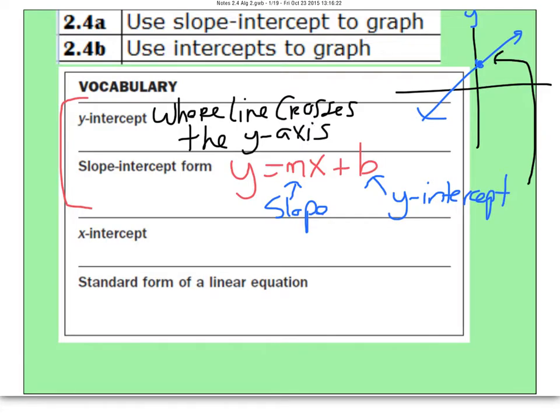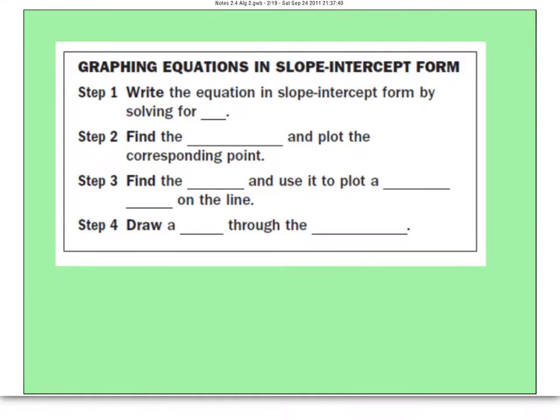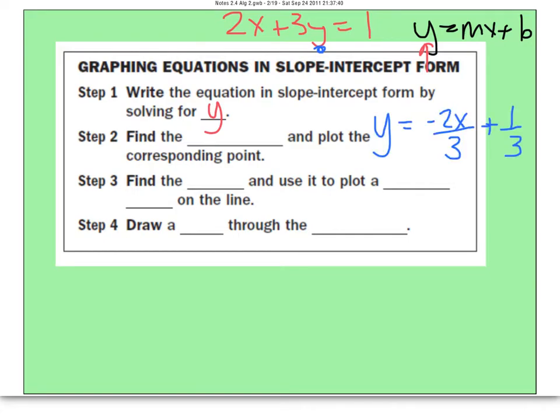So let's go ahead and start some problems. If they give you an equation of a line that looks something like 2x plus 3y equals 1, and they want you to get it in slope-intercept form, remember, slope-intercept form is y equals mx plus b. So there are some steps you can follow. The first step is this. Write the equation in slope-intercept form by solving for, notice here, y. So what we'd have to do is get y by itself. Once you do that, I'll show you what this equation would actually look like if we solved it for y.